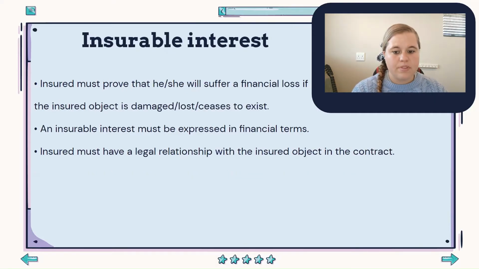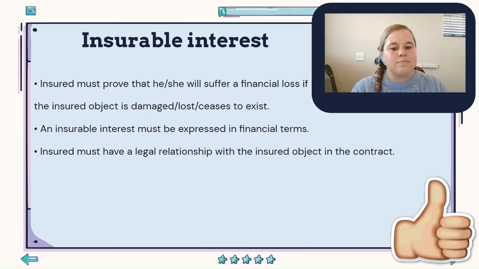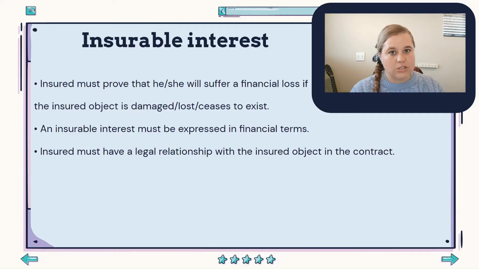Insurable interest. The insured must prove that he or she will suffer a financial loss if the insured object is damaged, lost, or ceases to exist. An insurable interest must be expressed in financial terms. The insured must have a legal relationship with the insured object in the contract. So here we're looking at if you are insuring a car, or maybe your wedding ring or stuff like that. As it mentions there, if the object is damaged, lost, or ceases to exist, there will be financial losses involved.